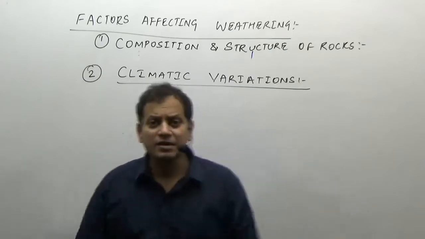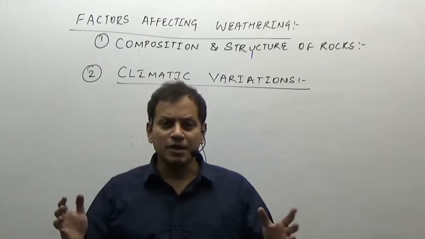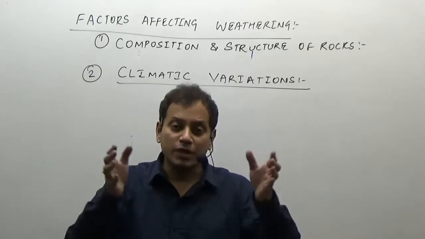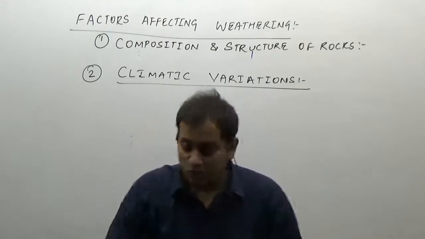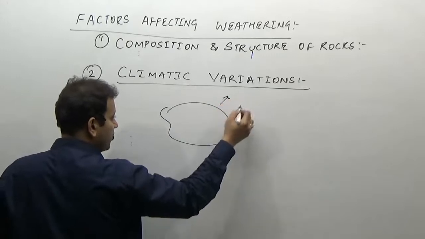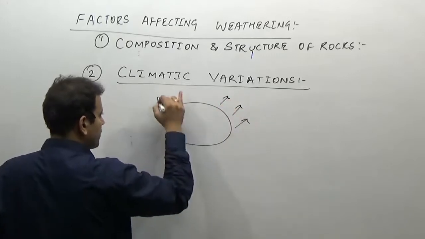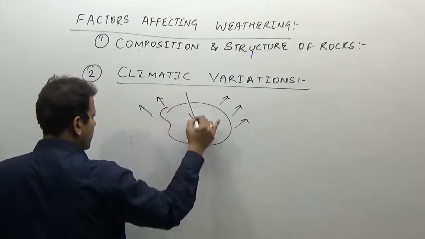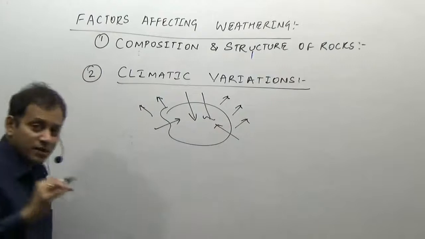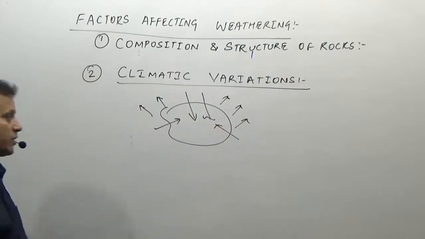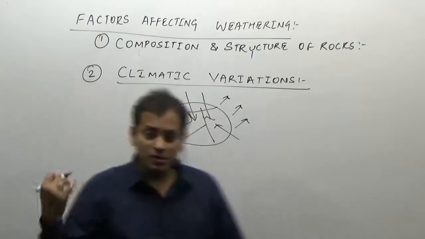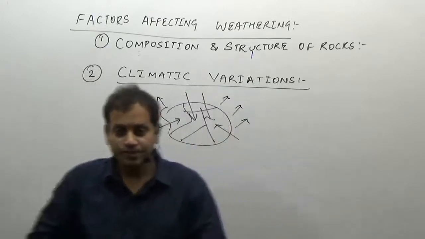Example, in the desert region, during the daytime, there is very, very hot temperature. During the night time, the temperature drops suddenly. So during the daytime, the rocks expand, and during the night time, the rocks contract. As a result, there is a stress in the rocks, and cracks are formed in the rocks. I am drawing a very rough diagram because this is what we are going to do later on.